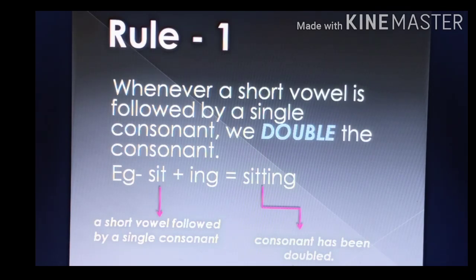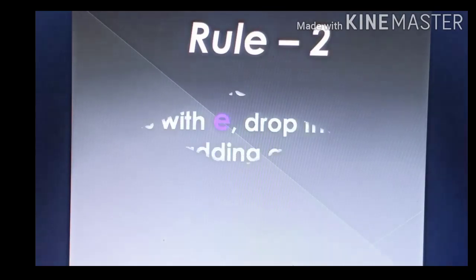Sit is a base word. Ing is a vowel suffix. And if you look carefully at the word sit, there's a sound of a short vowel which is followed by a consonant. I is the vowel over here and T is the consonant. So when you add these two things, the word that is created has a consonant that has been doubled. So we are using double T over here. Let's move on to rule number 2.